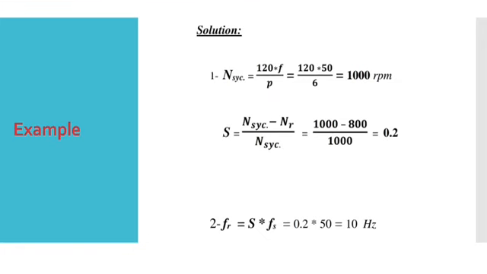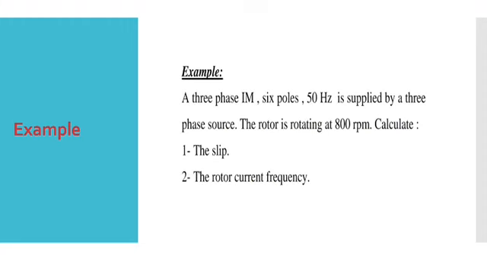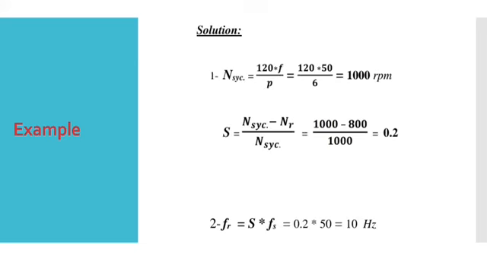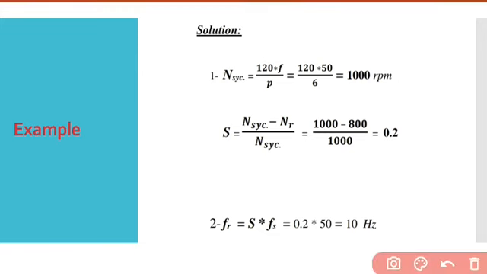So what we require is the slip and the rotor current frequency. Two things we have to find. First of all, we apply the equation for the synchronous speed, that is 120f/p. The 50 hertz frequency is given and 6 poles is given in the data. So here the synchronous speed we found is 1000 rpm.